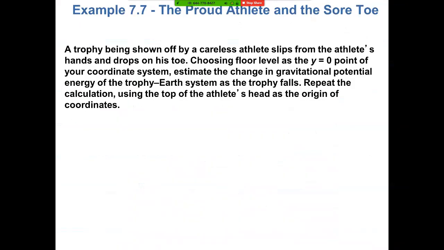A trophy being shown off by a careless athlete slips from the athlete's hand and drops on his toe. So choosing floor level as the y=0 point of your coordinate system, estimate the changing gravitational potential energy of the trophy-Earth system as the trophy falls. Repeat the calculation using the top of the athlete's head as the origin of the coordinate.